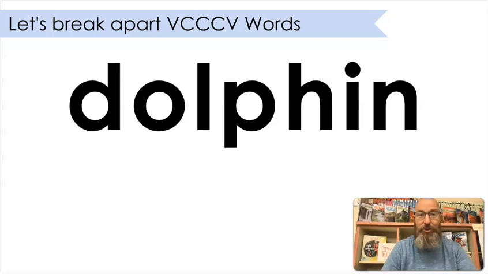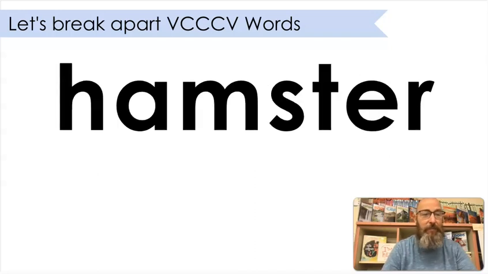Let's try another word. This is our animal show, by the way. You'll see a bunch of animal words today. We have another word. What's step 1 again? We label the vowels.